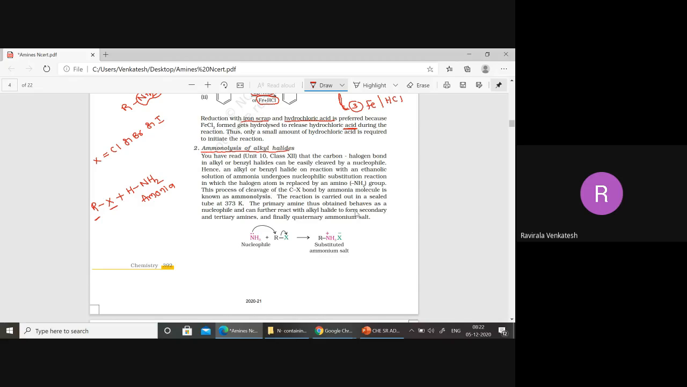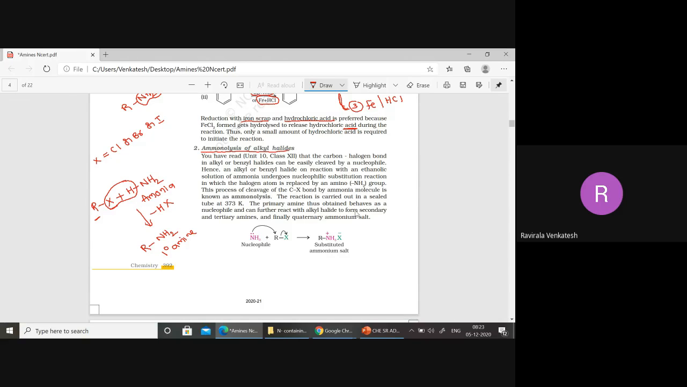Okay. So what happens here? HX is removed. If it is Cl, HCl will be removed. Now what are we going to get? RNH2 we are going to get. This is called primary amine.